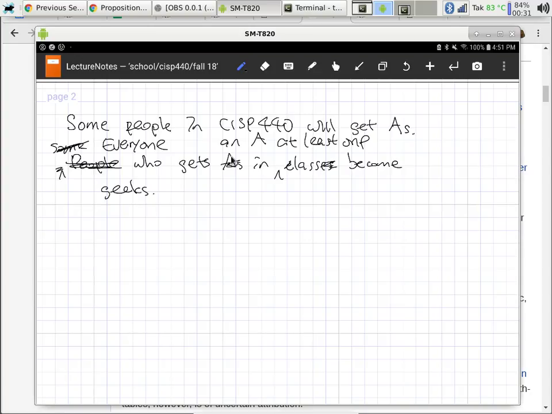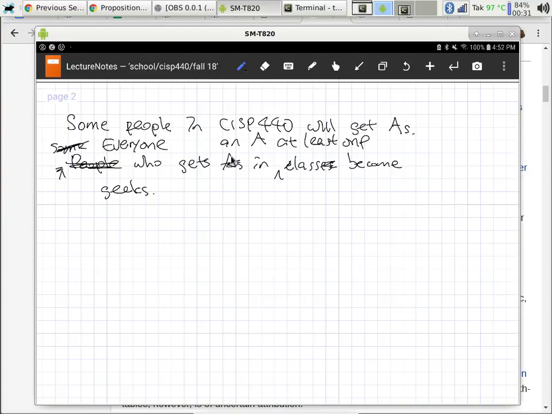Someone who gets an A in cisp440 will become a geek. Okay? But does that mean there's at least one person in the entire world who is a geek? Not necessarily so. What if cisp440 has never been offered? Then even though these two statements are true, we may not have a single person who's a geek in the entire universe. Is that okay?